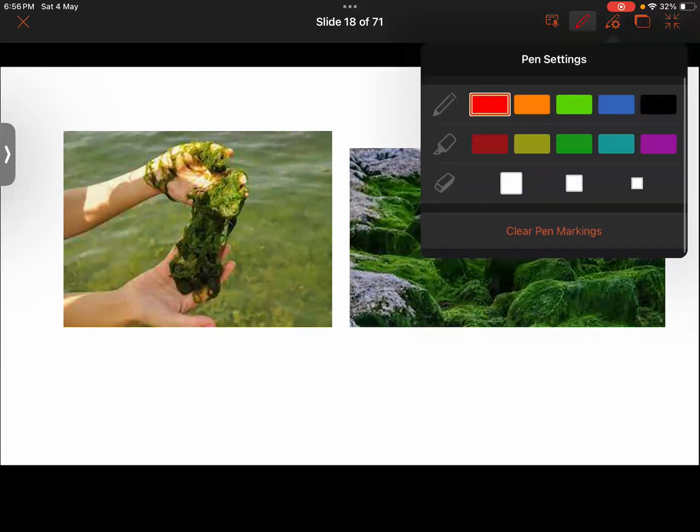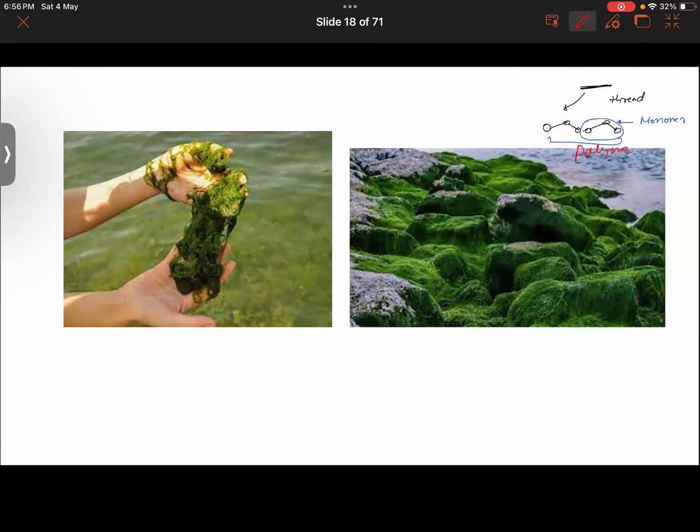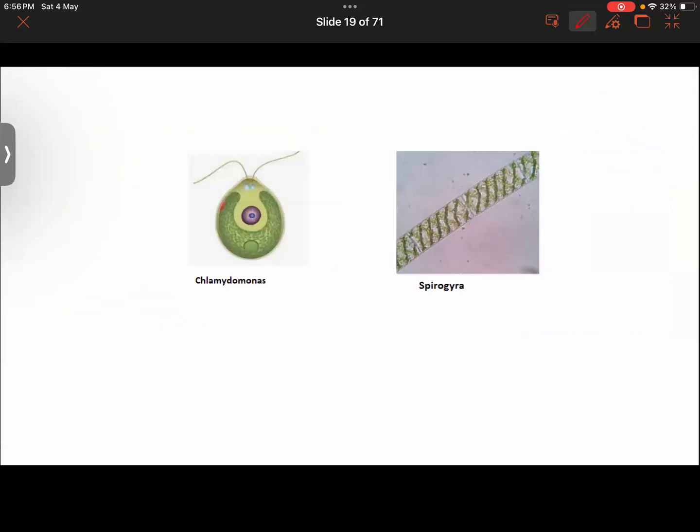Then algae are nowadays being used in fertilizers also. In certain cosmetic products also it is being used. It is used to control pollution also. Then it is used in the purification of wastewater as well. So there are different uses of algae.